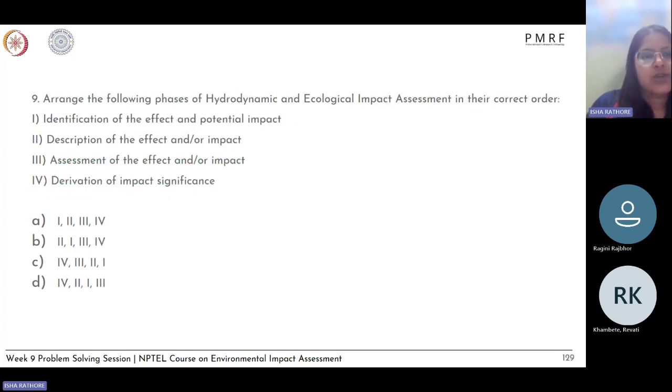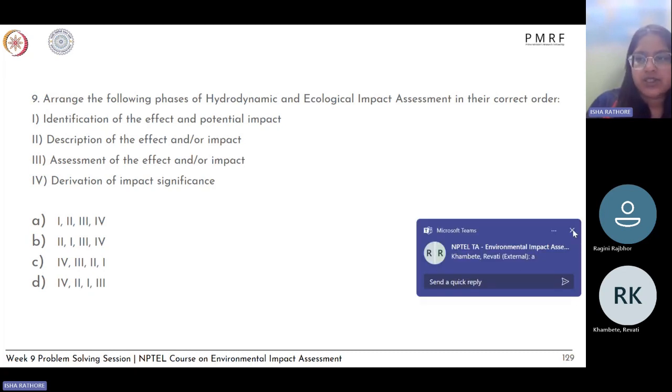So moving on to the next question, arrange the following phases of hydrodynamic and ecological impact assessment in their correct order. So identification of the effect and potential impact. Second is description of the effect and or impact. Third is assessment of the effect and or impact. And fourth is derivation of impact significance. So we looked at the four phases of the hydrodynamic and ecological impact assessment in the revision and review of the sessions. So what is the correct order?